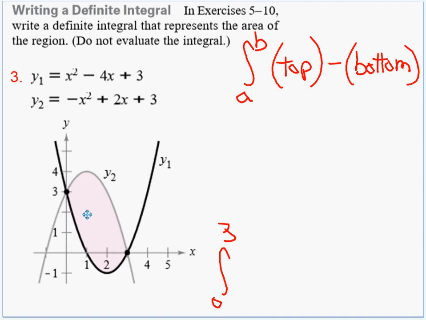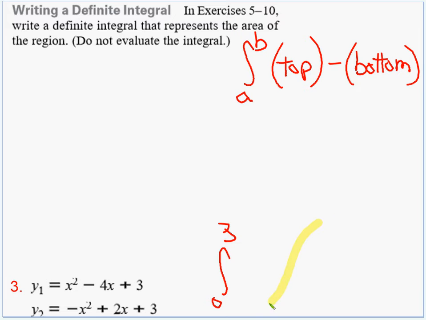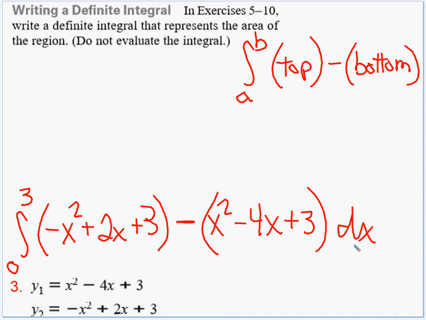So we're going 0 to 3. And then our top function is the downward opening parabola, that is the negative x squared plus 2x plus 3. And then we're going to minus the function that was on the bottom, the upward opening parabola y sub 1, and that here is x squared minus 4x plus 3. And we'll just put a dx on the end of that.